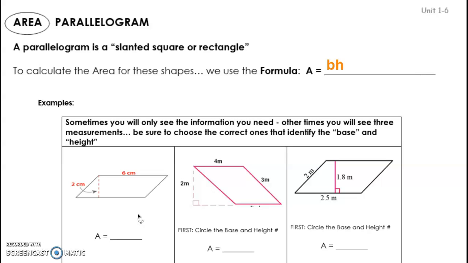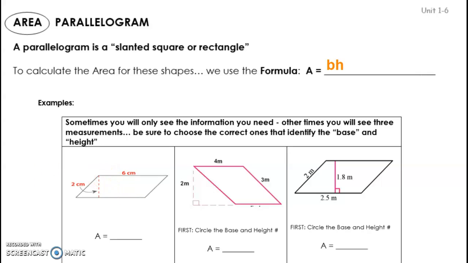And the height is the value that stands straight up and down. So I always think of height as if you're going to measure how tall somebody is, or what their height is, you would be looking at them standing straight up and tall and definitely not slanted. So for parallelograms, you're basically ignoring the slanted value.